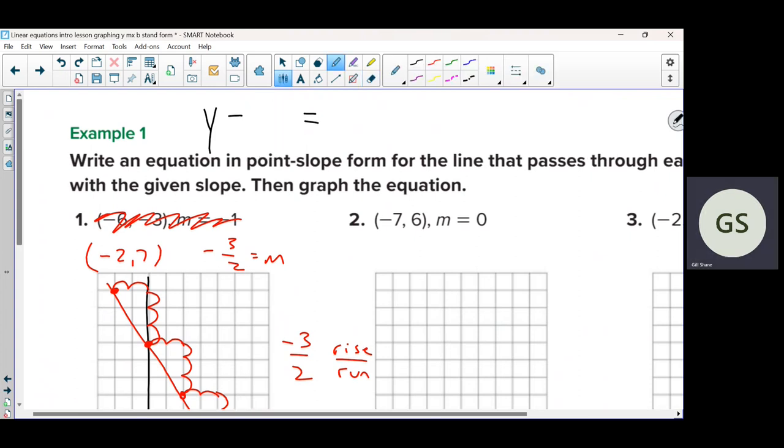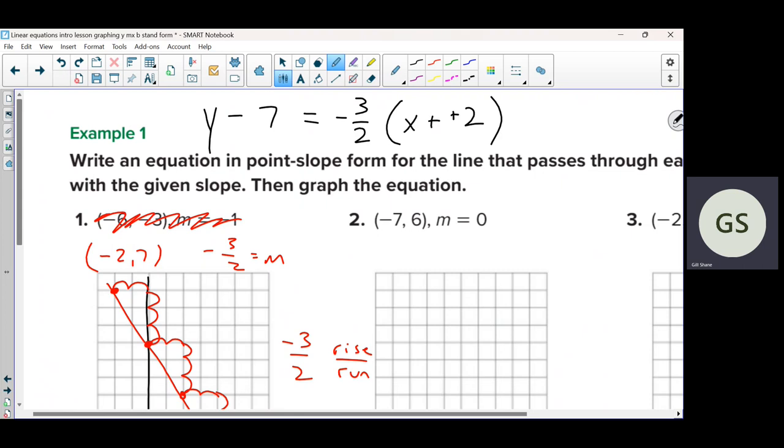So that was the first step. Seven was the y1. Negative 3/2 was the slope. x subtract negative 2, which remember, we said changes to x plus positive 2. I'm not going to write that in two separate steps, so you need to write a note of why that changed. Subtracting a negative is the change: it flips that to positive, or to plus. That's how I got to that.